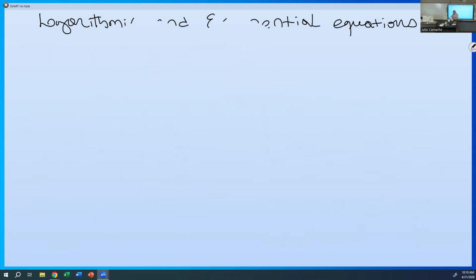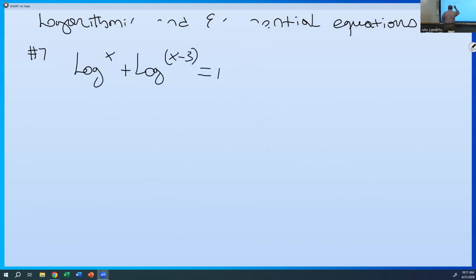And question number 6 is similar. No, we did 6, sorry. The one that we did before was number 6. We go to 7 now. So you have the log x, and then plus the log of x minus 3, and it's equal to 1.